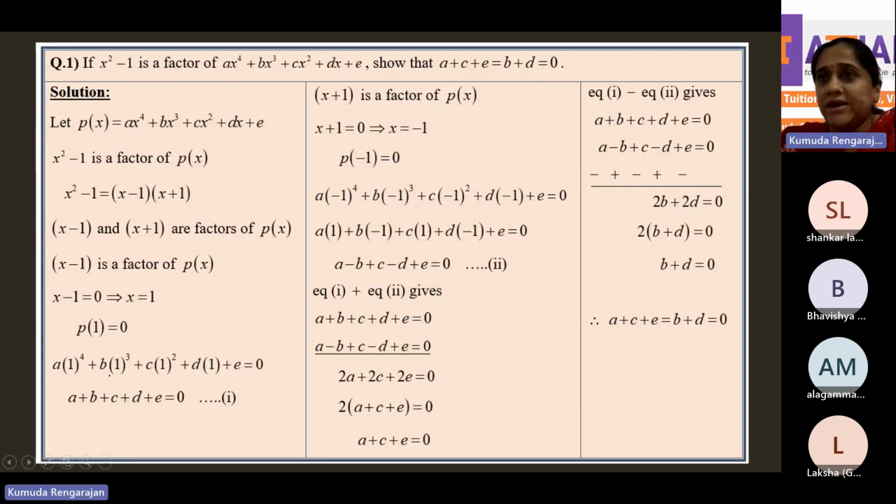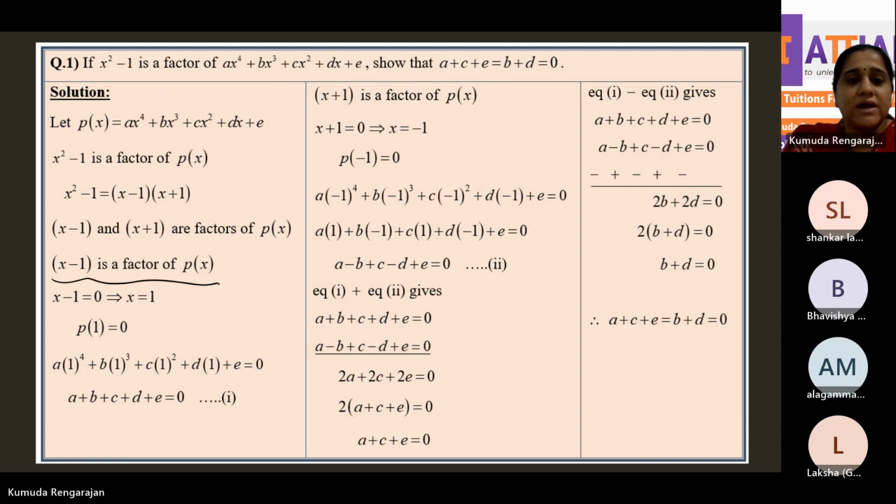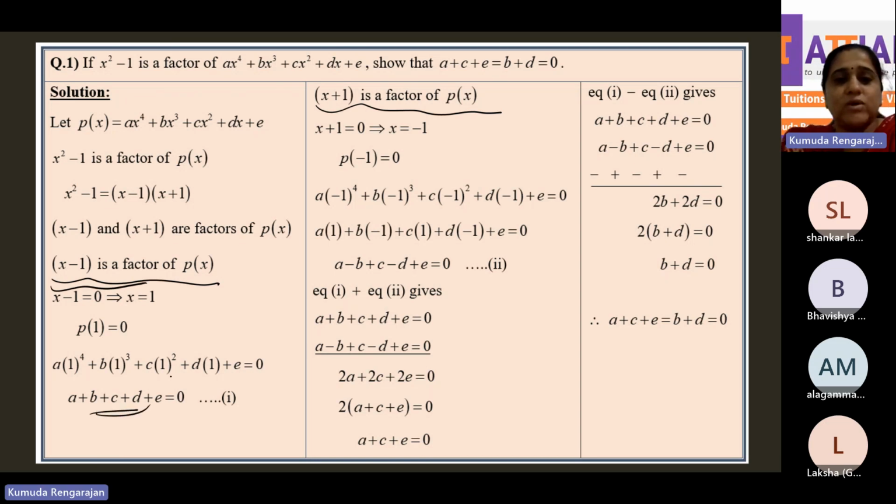So x plus 1 and x minus 1 are the linear factors. Now take it one at a time. You'll get two cases, because you have x plus 1 as a factor and x minus 1 as another factor. Case 1 is this one and case 2 is this one. When you work this, you get one equation. When you work this one, you get another equation. Add the two equations to get one result. Subtract the two equations to get the other result. That's all.